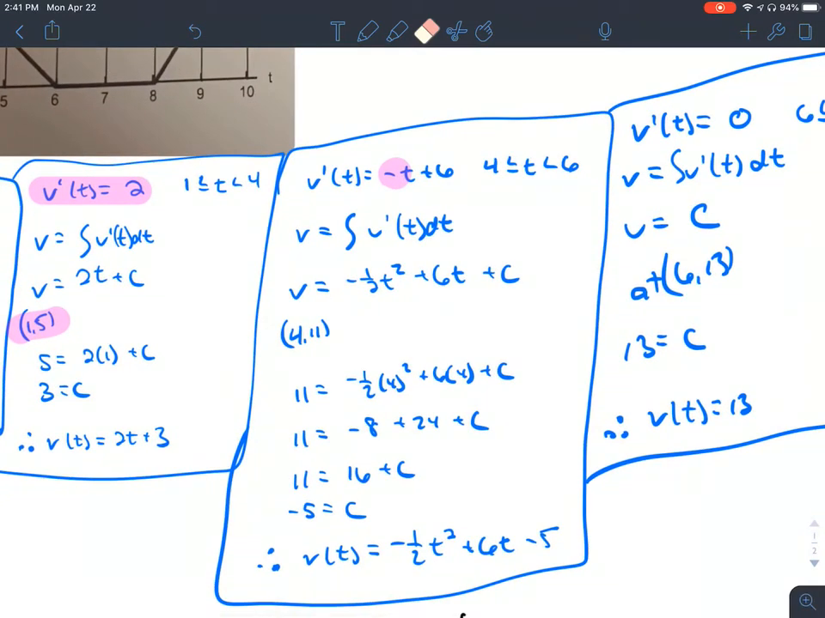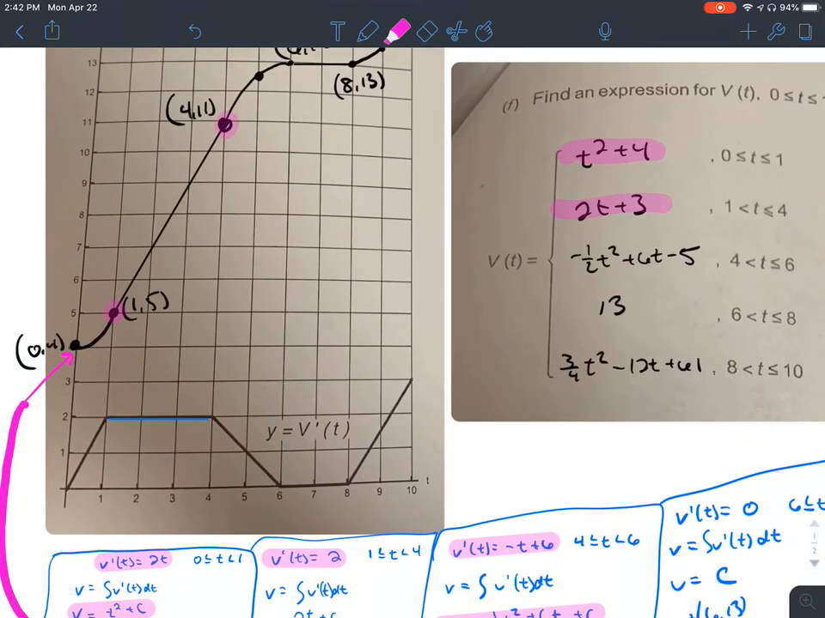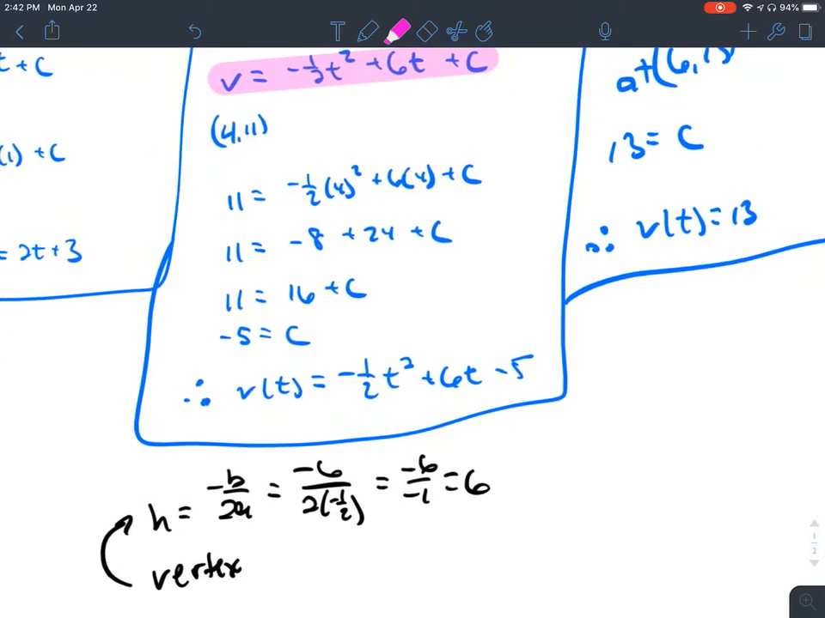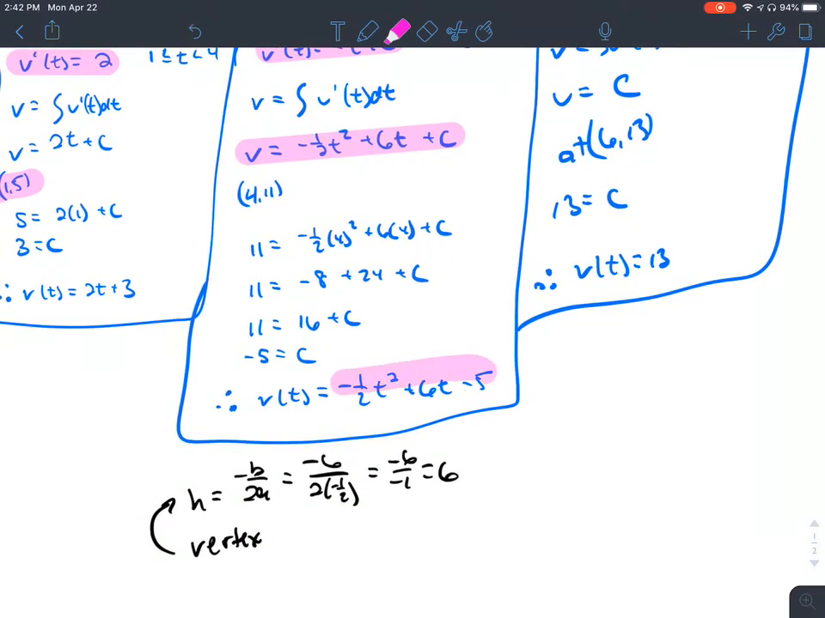That represents v prime. V is the antiderivative of that. If you integrate this, you're going to get this little fella. Once again, this arbitrary constant that's not arbitrary. We need one ordered pair we know is on that curve, and that's here, because this is a continuous graph, so we know 4, 11's on the curve. Put 11 in for v. You put the 4 in for t. Do yourself a little algebra, assuming that I added and subtracted right, and end up with c is -5. So the third part of the graph of v is -1/2 t squared plus 6t minus 5.